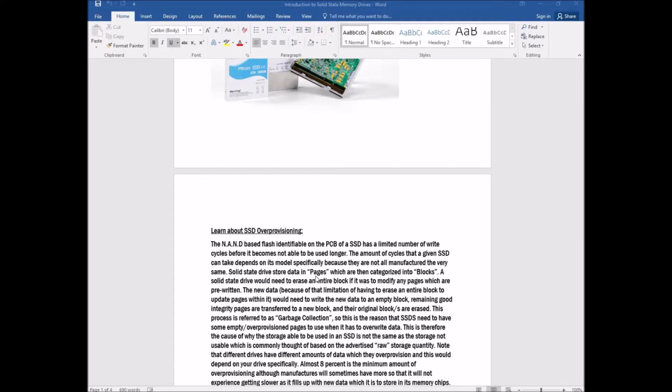Solid-state drives store data in pages, which are often categorized into blocks. A solid-state drive would need to erase an entire block if it was to modify any pages which are pre-written. Because of the limitation of having to erase an entire block to update pages within it, the new data would need to be written to an empty block. Remaining good integrity pages are transferred to a new block, and their original blocks are erased. This process is known as garbage collection.